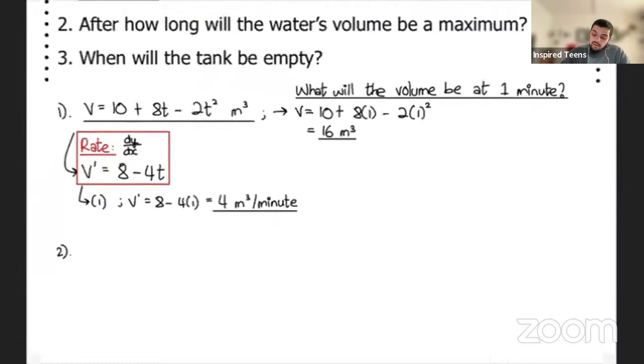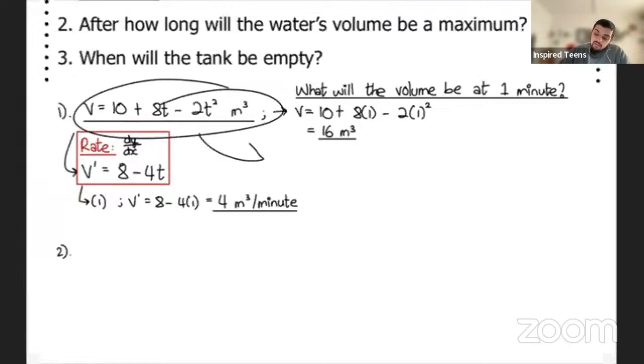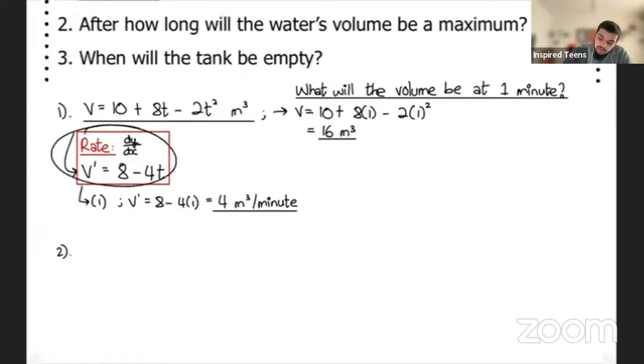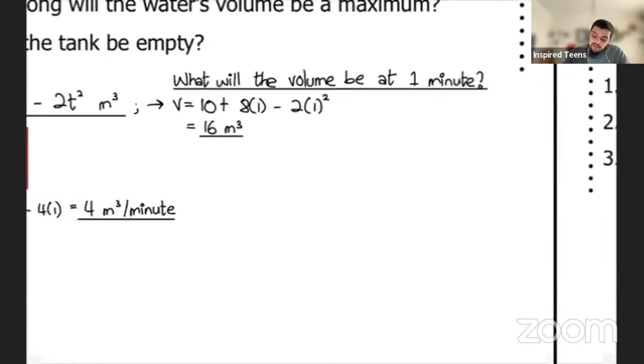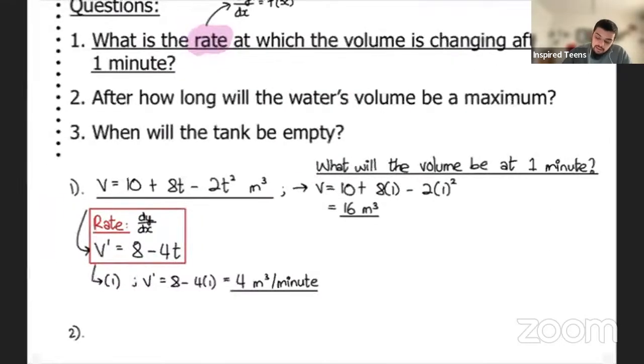Okay, so if they wanted volume, you substitute it into the main equation. If they want rate, you derive the main equation. If they want rate at a certain time, derive the equation, substitute that time. If they want volume at a certain time, use the original formula, substitute that time into the main formula. It will give you the volume at that certain time. Now, let's look at the next one.